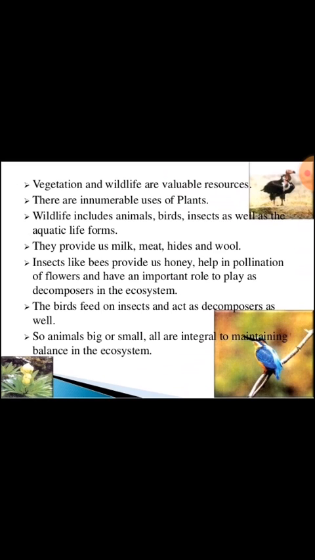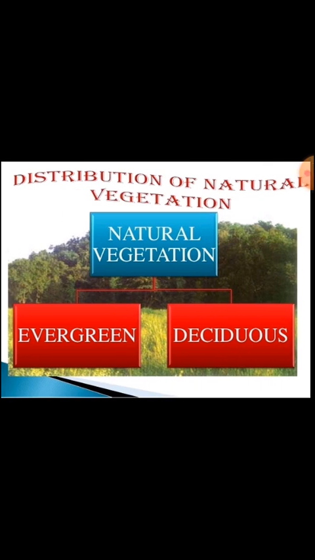They provide us milk, meat, hides, and wool. Insects like bees provide us honey, help in pollination of flowers, and have an important role to play as decomposers in the ecosystem. The birds feed on insects and act as decomposers as well. So animals, big or small, all are integral to maintain balance in the ecosystem.